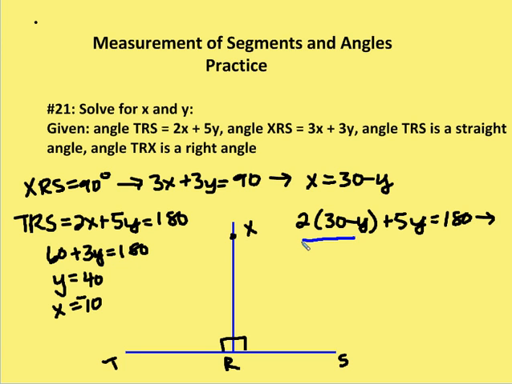So if I plug in 40 for y into XRS, the equation for XRS, and negative 10 for x, I end up with 90 as a result. If I plug in 40 for y and negative 10 for x for angle TRS, I end up with 180 degrees as a result. So in fact, the value for x can be negative 10, even though the measure of the angles themselves are not negative.